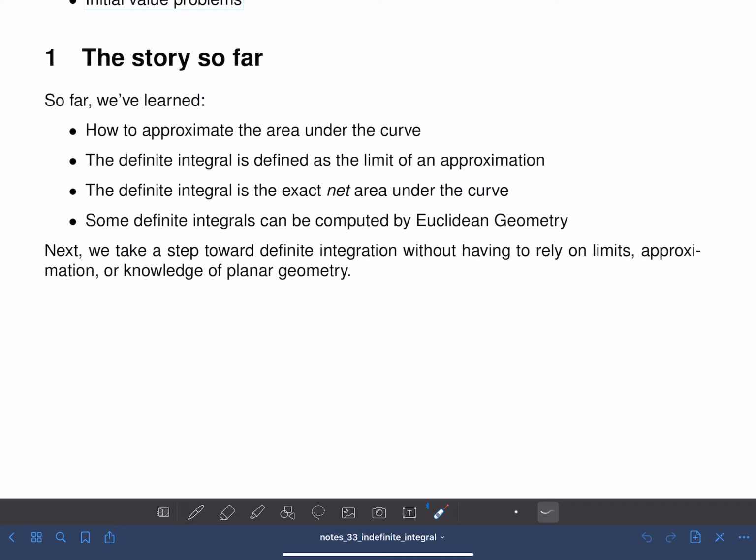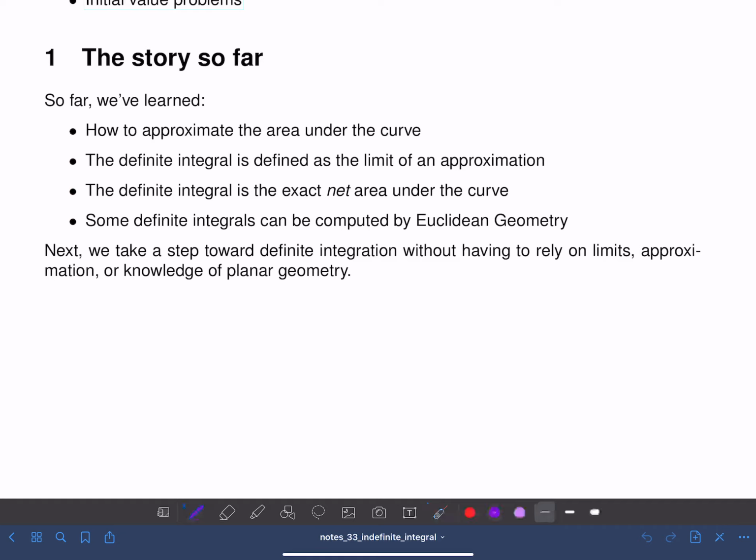So where are we at in the story so far? So far we've learned in section 5.1 how to approximate the area under a curve. And in section 5.2, we learned that the definite integral is defined as the limit of an approximation.